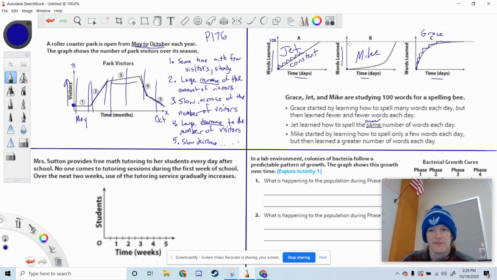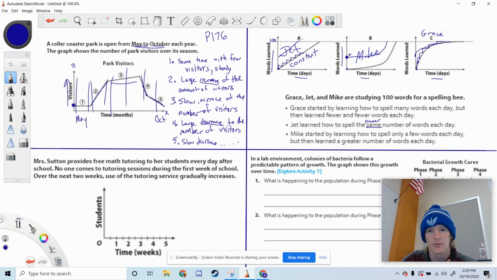One thing I found kind of silly on this problem is that these people all started at 0. I don't think they probably should have, because if you're going to study 100 words, you probably know how to spell a couple of them at least at the start. So Mike probably makes more sense if he looked like this. He starts somewhere here. Maybe he knows 20 or 30 of those words already. Or Grace, maybe she starts here and then does her gradual increase.